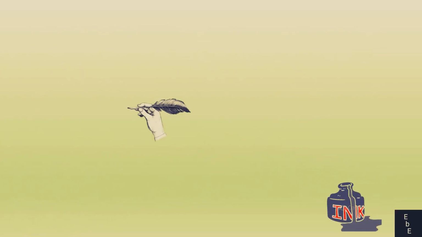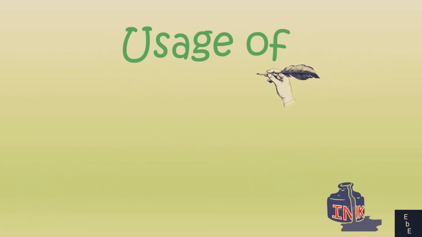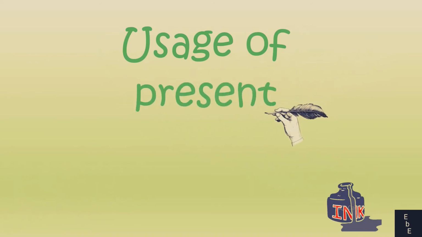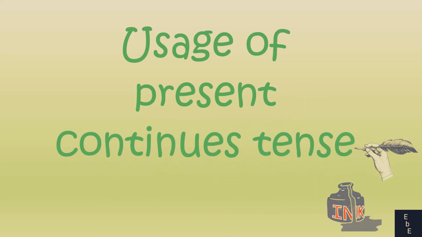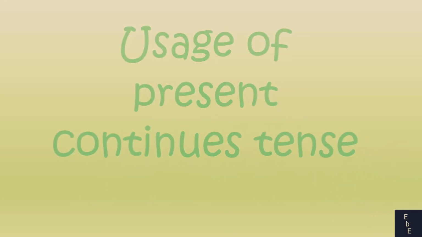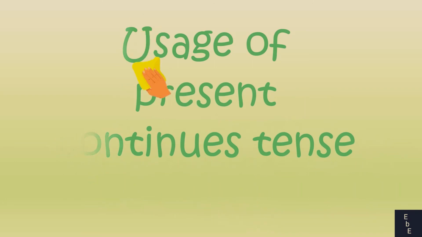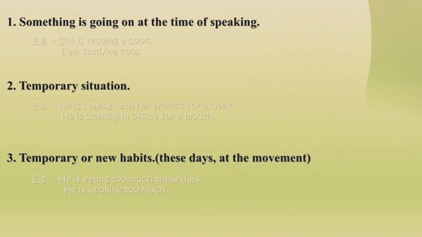Okay, shall we move to another important part of our lesson? It is the usage of present continuous tense. The first usage is when we want to talk about something going on at the time of speaking. At that time we use the present continuous tense. Examples are: She is reading a book. I am studying now.